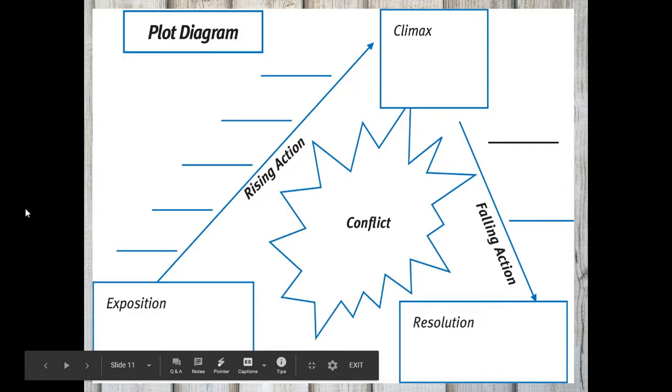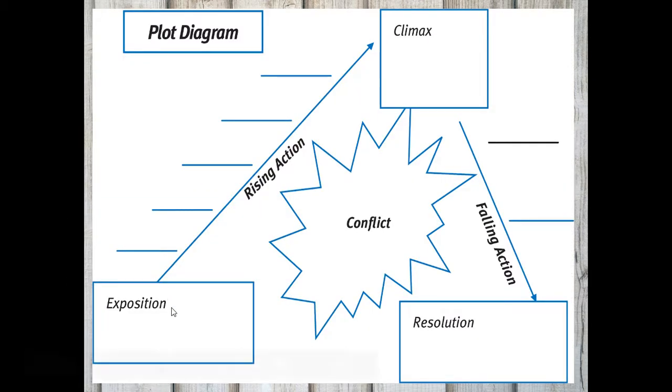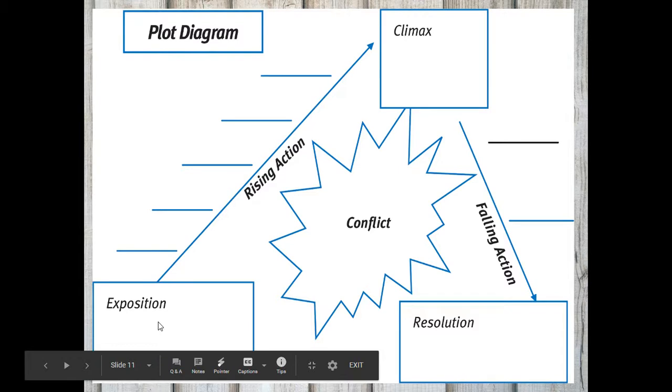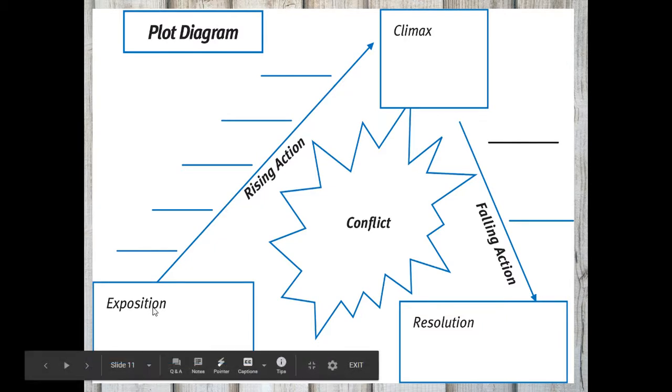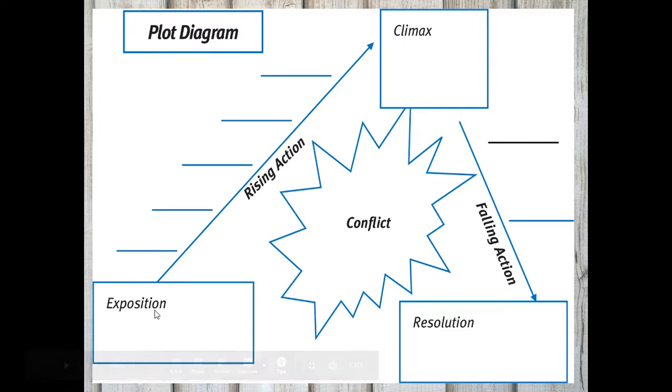Now, here's again your parts of a plot, right? Just as a visual. This is often how you'll see it displayed. Exposition. So in summary, in exposition, you're going to learn the setting, when and where does the story take place, and the main characters that you need to know about to start the story. So when, where, who.